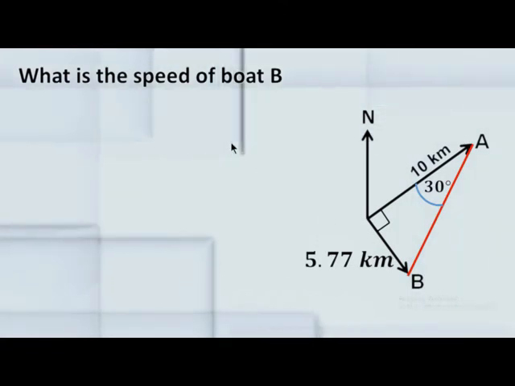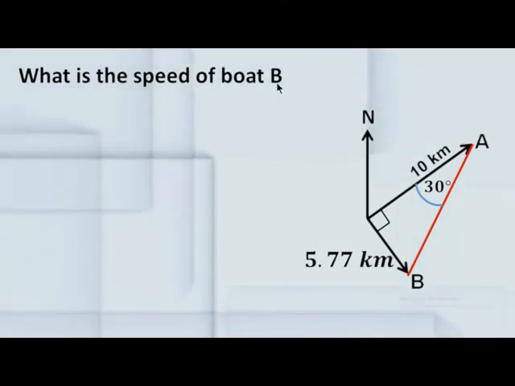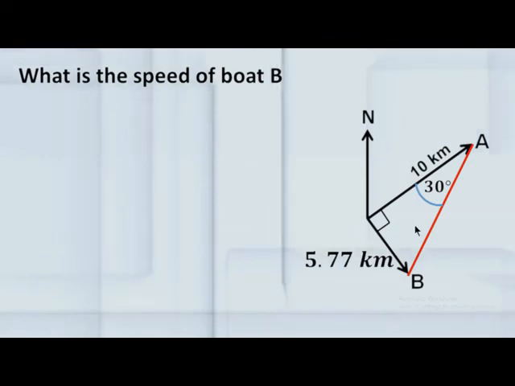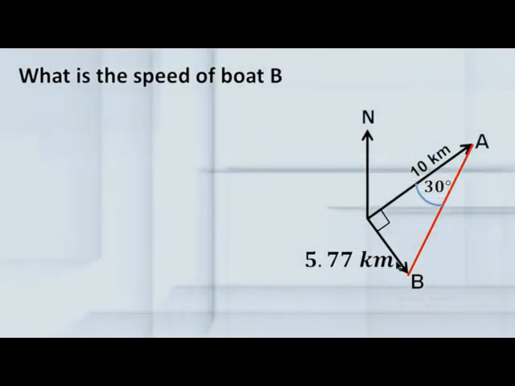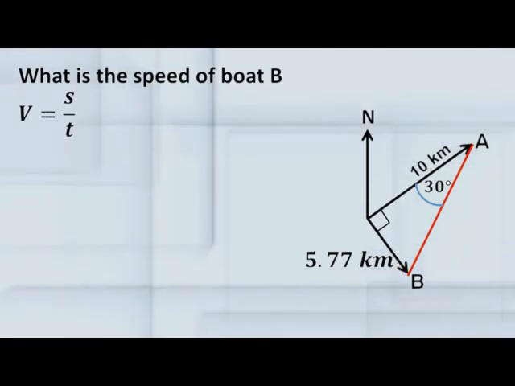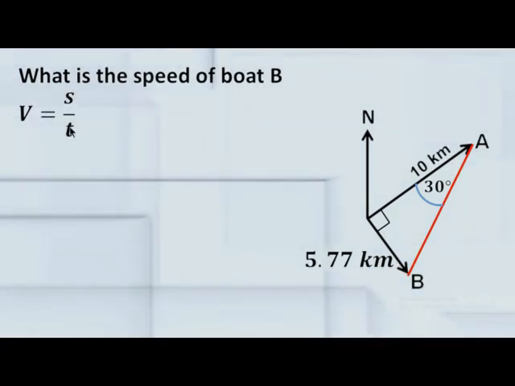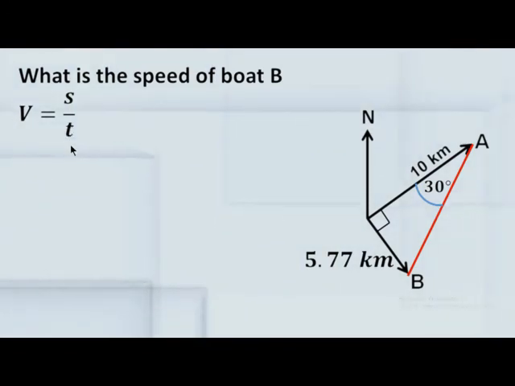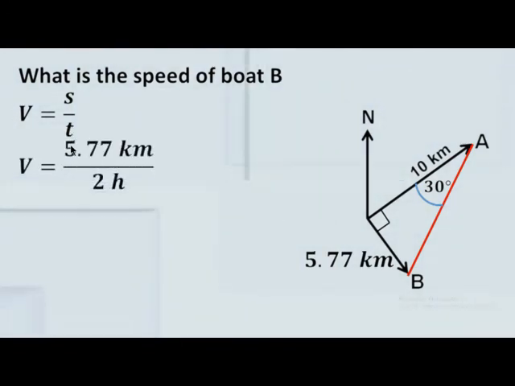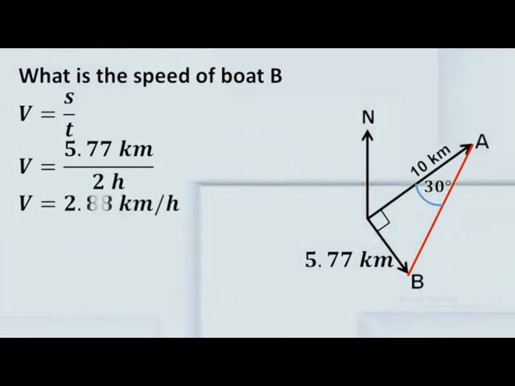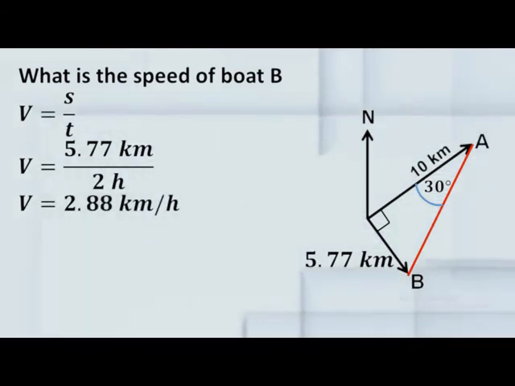Now we're going to find the speed of boat B. Remember, this is the distance that boat B has sailed in 2 hours. So the speed is actually d per t, where d is the distance and t is the time taken. So the speed is 5.77 per 2 hours. So the speed equal to 2.88 km per hour.